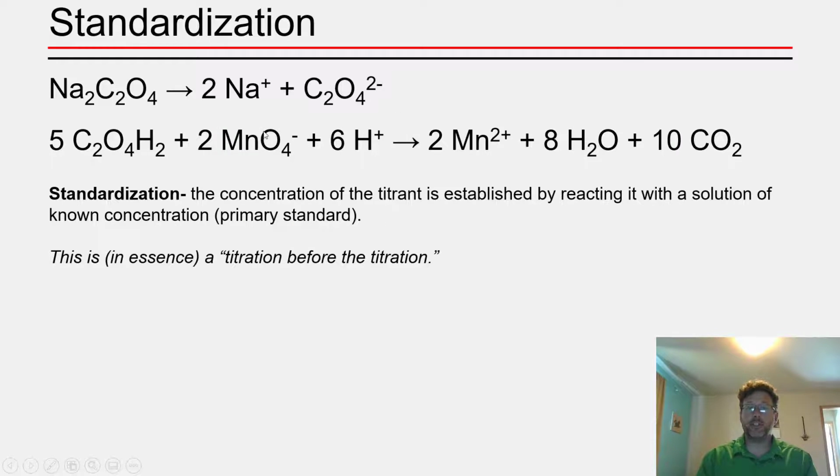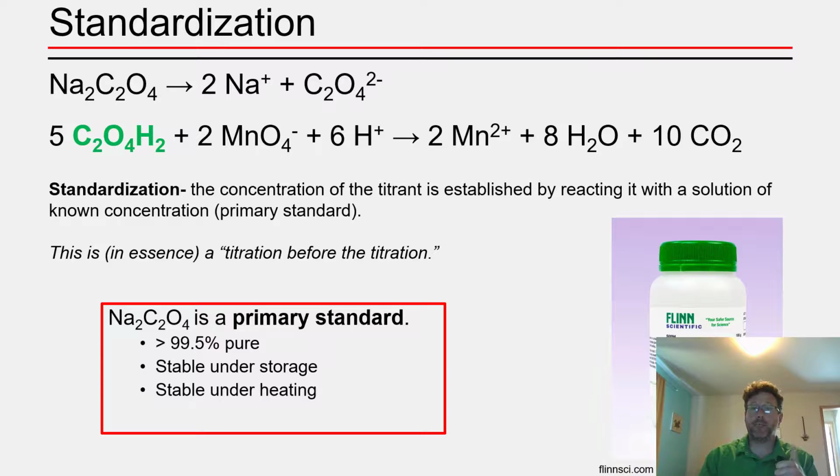In order to do this titration, you need to establish the concentration of your permanganate solution. You need to standardize the solution. So remember from last week, standardization is a procedure where you establish the concentration of your titrant by titrating it against a primary standard. The fundamental idea here is potassium permanganate cannot be purchased as an analytically certified primary standard. And so when you prepare a permanganate solution, you have to establish its exact concentration by titrating it against a known primary standard. Remember, a primary standard is a chemical compound that you can buy better than 99.5% pure, is stable under typical storage conditions, and is stable under heating.